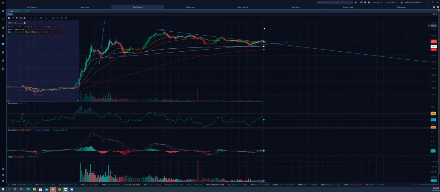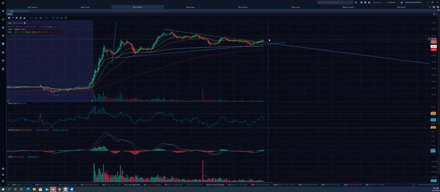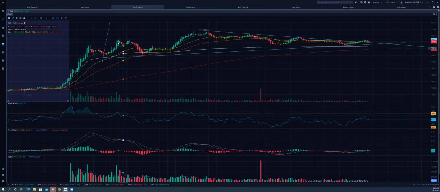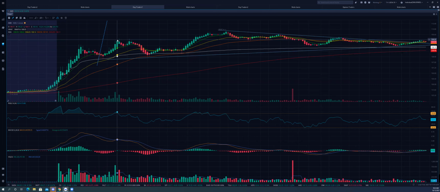Now you see why drawing resistance and horizontal lines is important. When you see these little spikes, if we draw a line right here, we see exactly why it's getting rejected right here. Move to the left, you saw this upper candle right here, right?